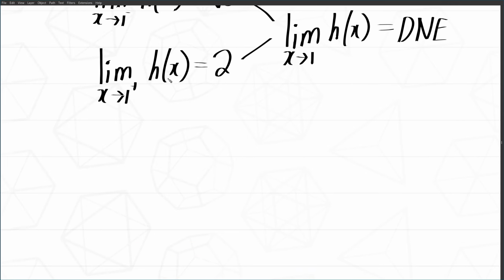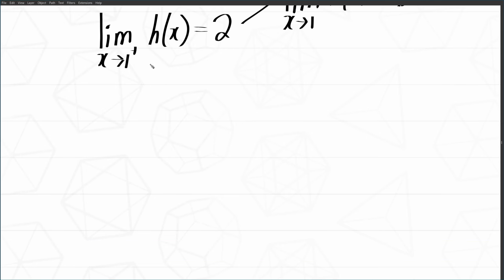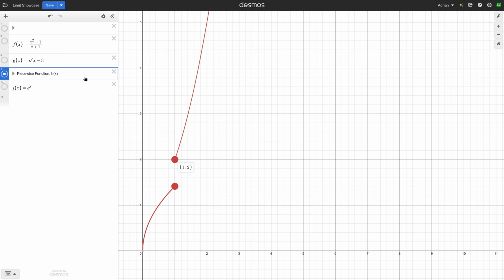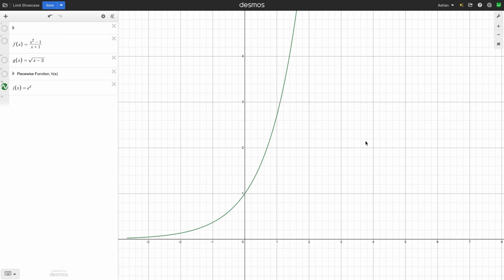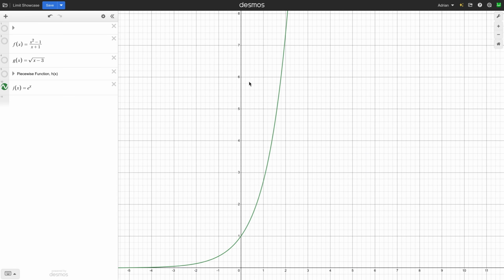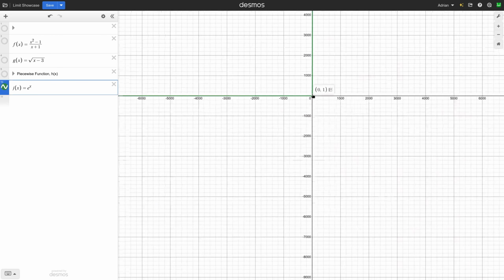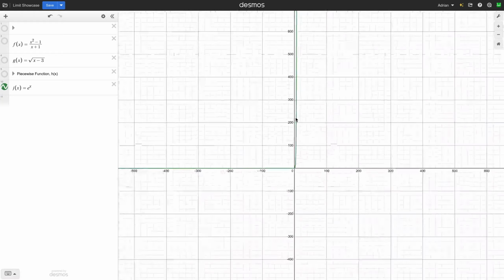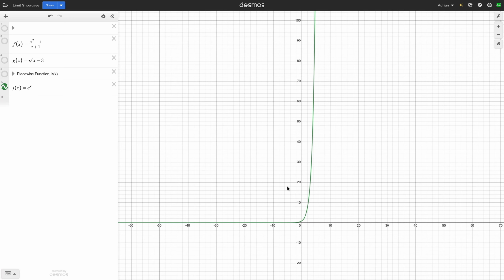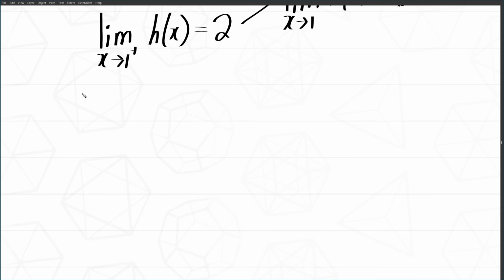All right, and now for the last one. The things we approach don't necessarily have to be nice numbers either. So, for example, e to the x. If we want to approach, let's say, infinity, we can do that as well. Because for e to the x, you can see, zooming out, it just keeps getting bigger and bigger. So we can do that as a limit as well.